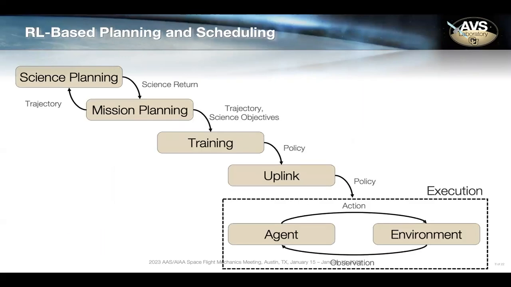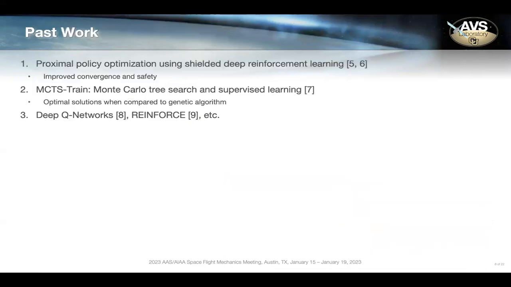So how does this compare to the ground-based planning and scheduling paradigm that I showed you earlier? Well, you'd really just replace the activity planning block with a training block. And then instead of a sequence of commands, you would be uplinking a policy. And then that policy would be executed in a closed loop fashion on board the spacecraft.